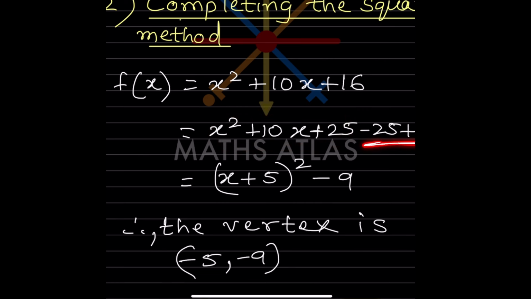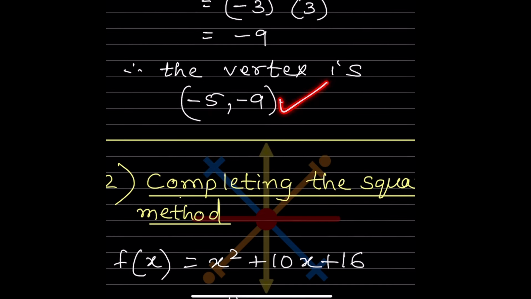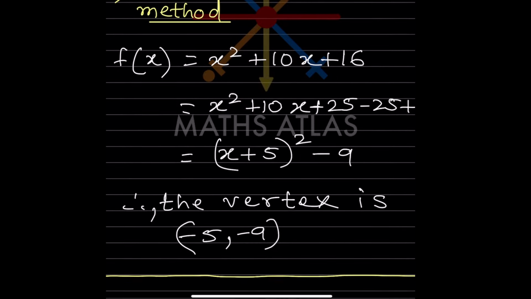And when you take this together, minus 25 plus 16, that is minus 9. So now what we can see here, as we did in the previous one, x minus h whole bracket square. Because this is minus, this value of x should be minus, and this is the y value, so that is minus 9. So the vertex is minus 5, minus 9. It's the same as the previous one, but we have done this with the help of the completing the square method.